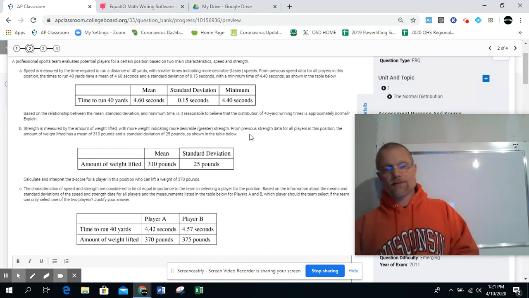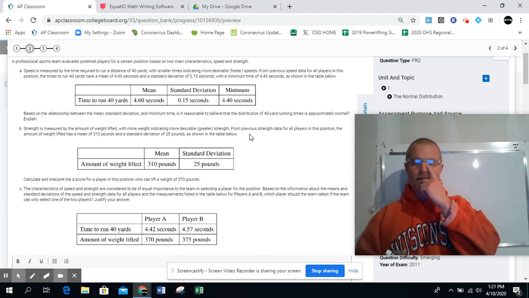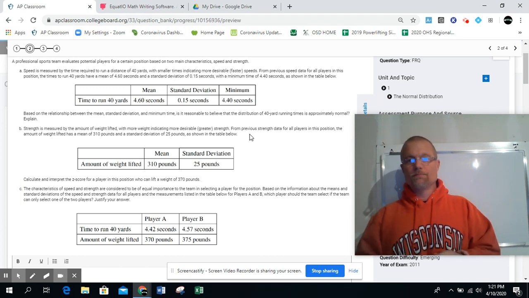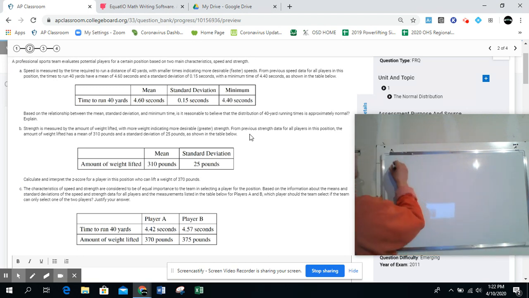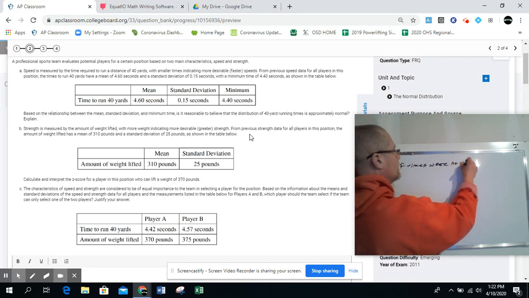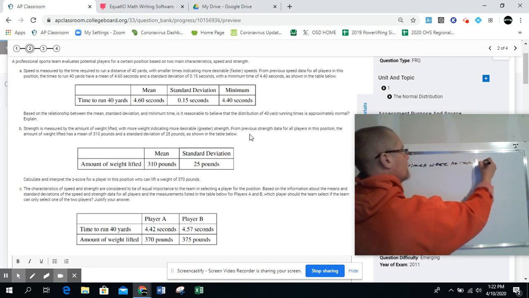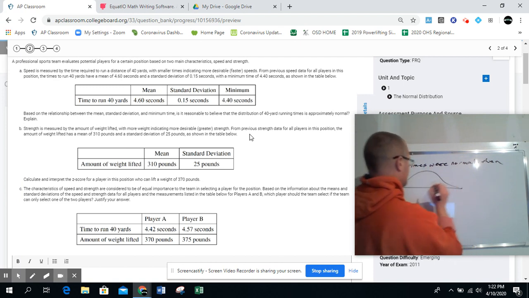So a lot of people got this one wrong. Is it reasonable to assume that it's normal? Okay, well, let's say if it was normal, if times were normal, then it would look like this. And we could even draw a picture here.